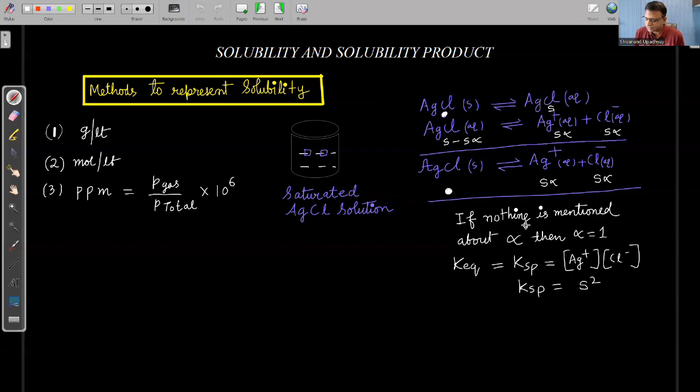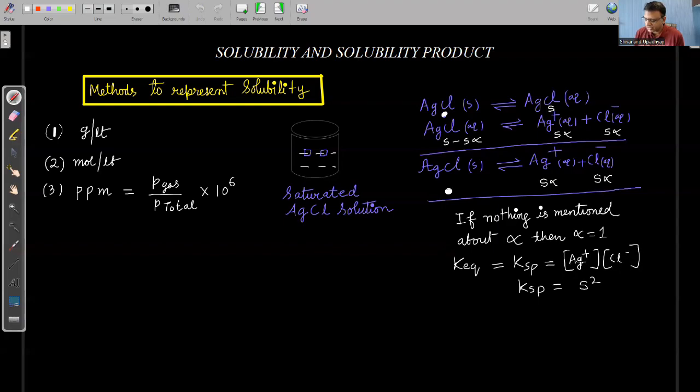Generally, if nothing is mentioned about the degree of dissociation of a salt, then we have studied that salts are examples of strong electrolytes. They are 100% dissociated. So most of the time, the degree of dissociation of the salt, alpha, is 1. So we can say that this solid is in equilibrium with Ag plus in aqueous state and Cl minus in aqueous state. So the equilibrium constant of this reaction is equal to the solubility product Ksp, which is equal to the concentration of Ag plus in equilibrium into the concentration of Cl minus ion in equilibrium.